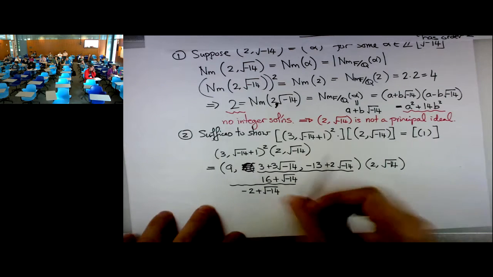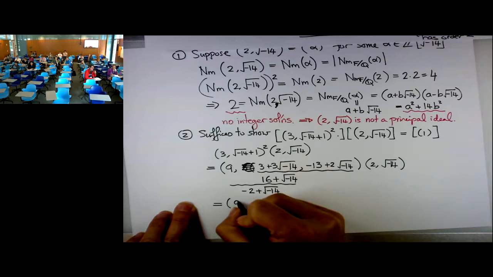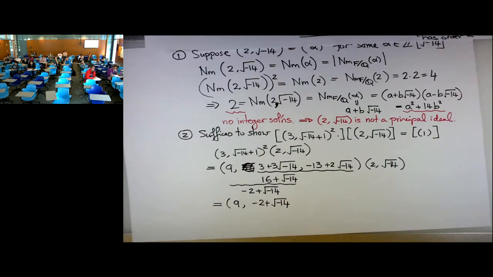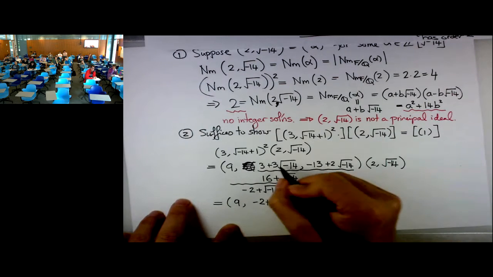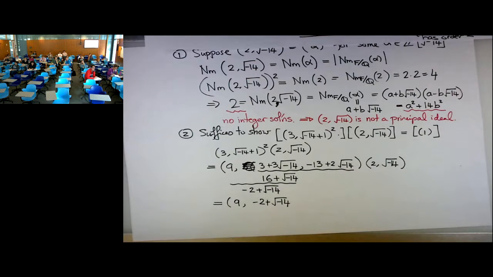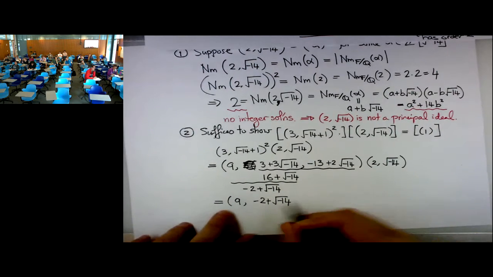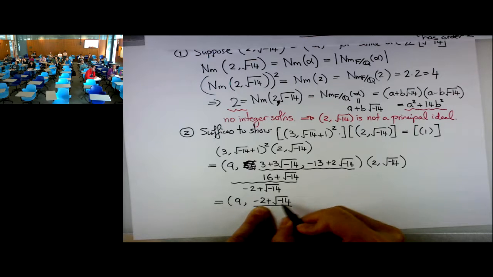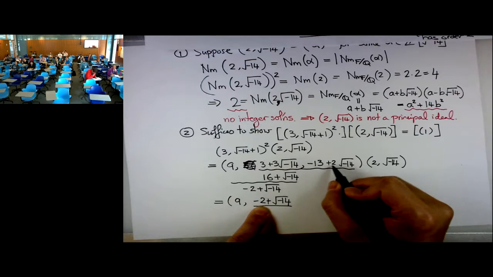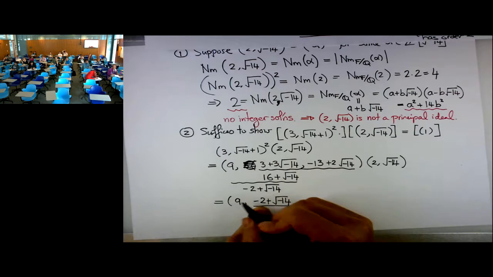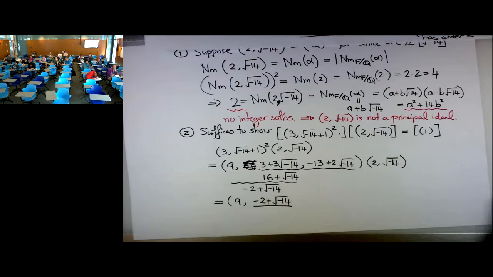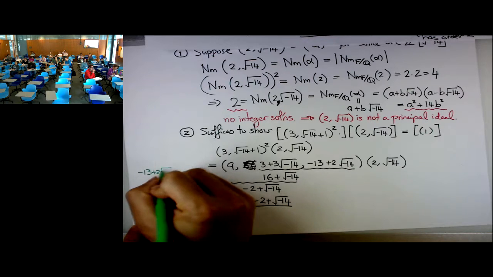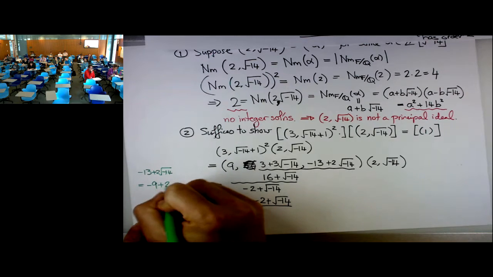So let me write it down here. You definitely have 9 here, and negative 2 plus root of negative 14. You definitely have these two, and when you have these two, you can forget about the more complicated ones. Let me do this calculation in my head. If you multiply this one by 2, you get negative 4 plus 2 times root of negative 14. And over here you have negative 13 plus 2 times root of negative 14. So their difference is negative 9, which is this first factor here.